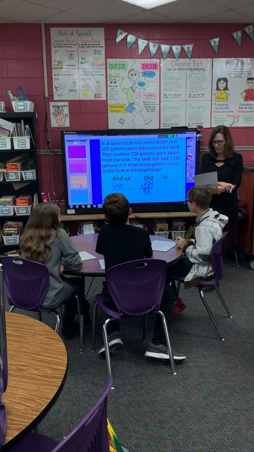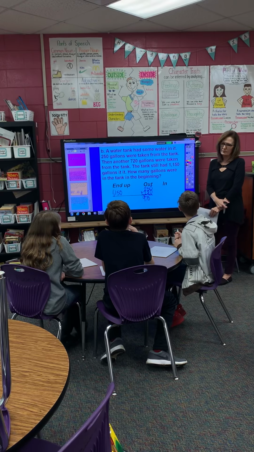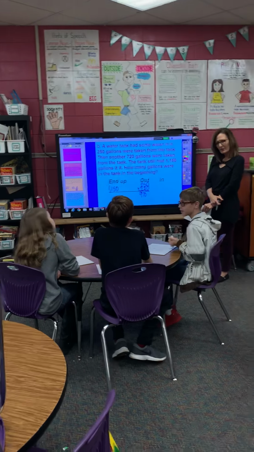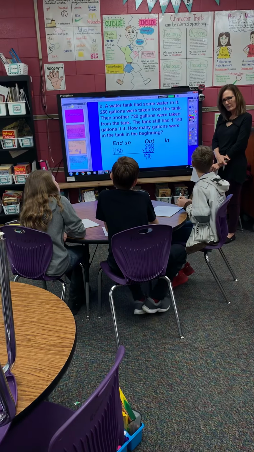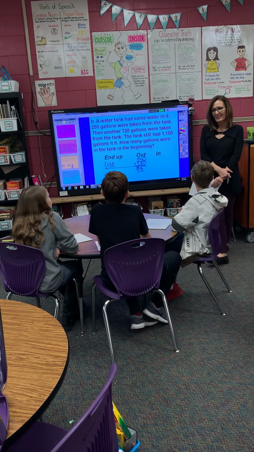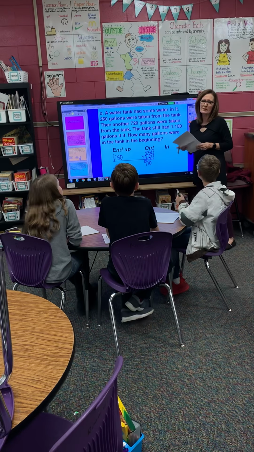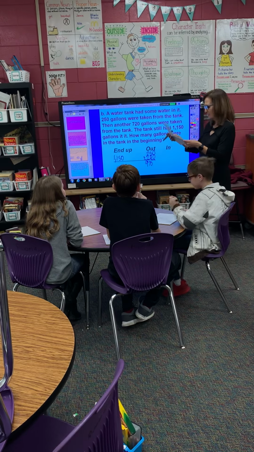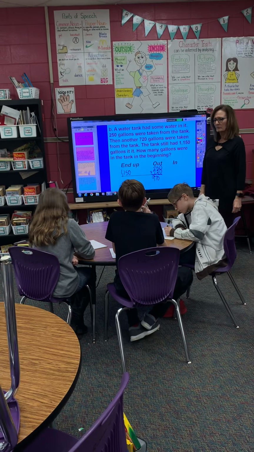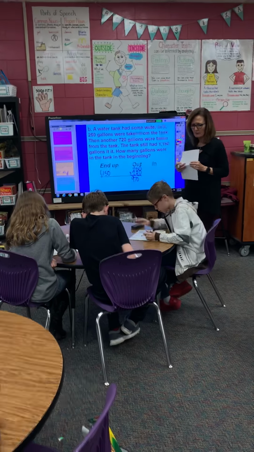What is missing? A big number or a small number? A big number. How do you know? Because we know that they took away 250 gallons, 720 gallons, and they were still left with 1,150. But we don't know how many were in there in the beginning, so it must be a big number, because they had to take away some. How do we find a missing big number? Addition. Addition, very good. Say the addition problem. 1,150 plus 970. All right. Add to find the total.